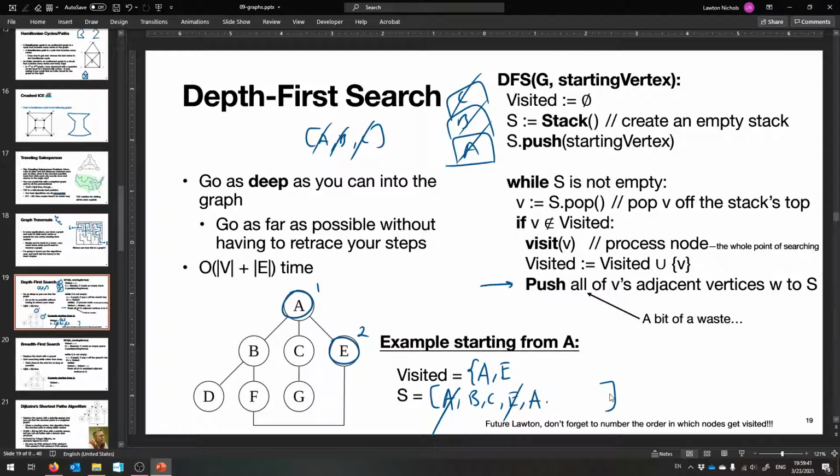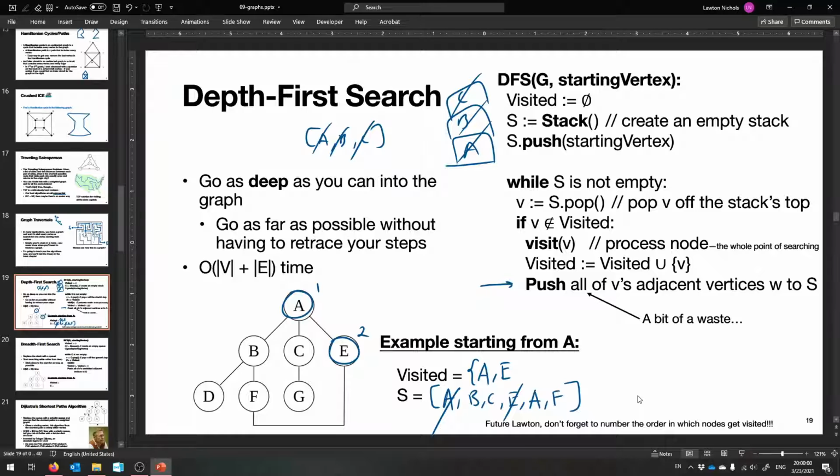A and F. Okay, so this is why it's a waste, because we're going to have to visit A again, even though it's already in the visited set, and we'll skip it. Okay, so that's what our stack looks like, and that's what our visited set looks like. So then we pop the next thing off the top of the stack.